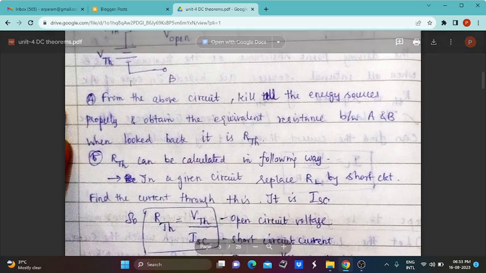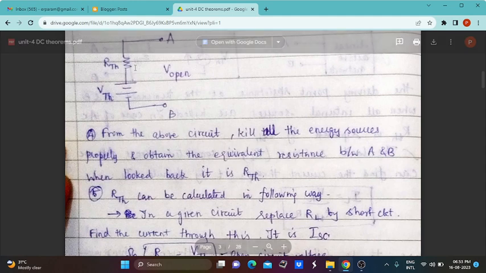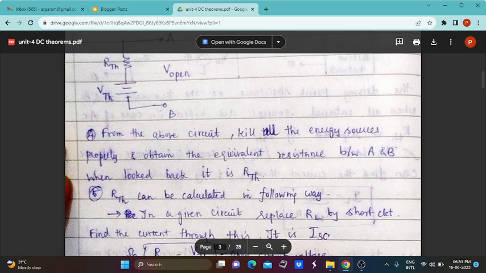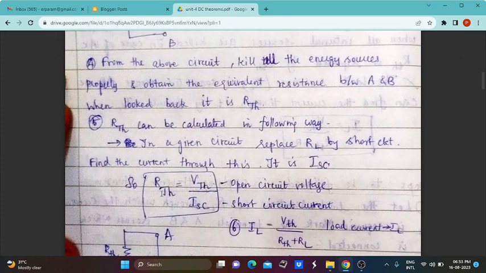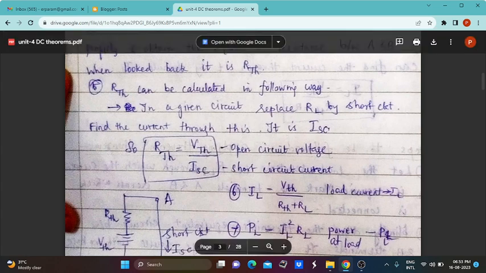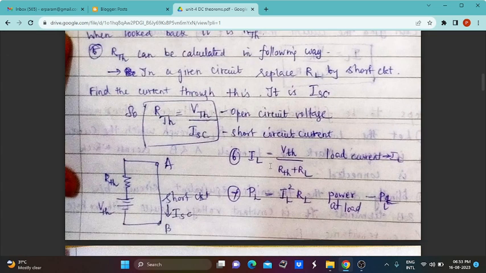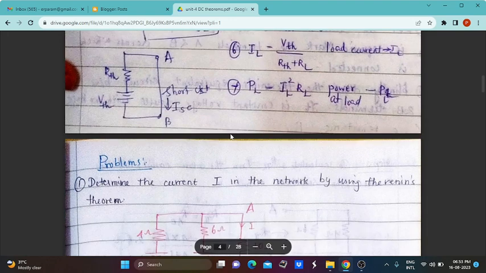RTH. If you have a voltage source, we just short circuit it, and we can find the RTH. If it is a current source, you just remove it and open circuit it, and we can find the RTH. Finally, RTH is equal to VTH divided by ISC, where VTH is the open circuit voltage and ISC is the short circuit current. So IL is VTH divided by RTH plus RL, and the load power PL is equal to IL squared times RL. These are the steps to be followed to find any unknown load current with the help of Thevenin's theorem concept. So let us see the problem.